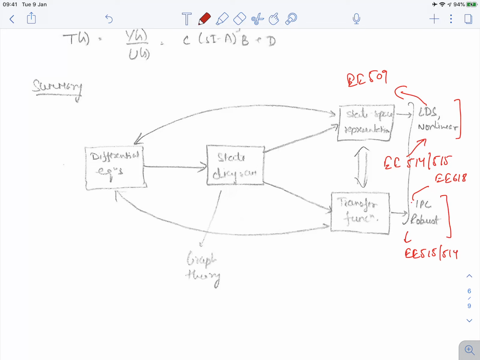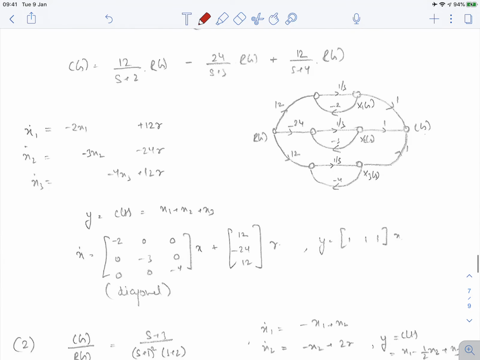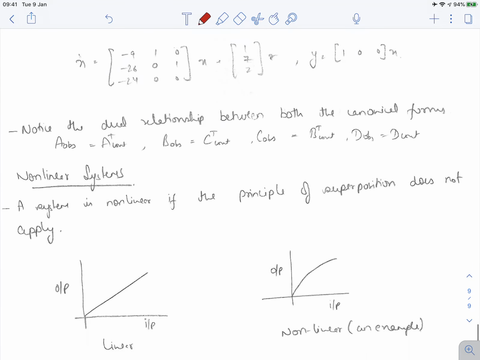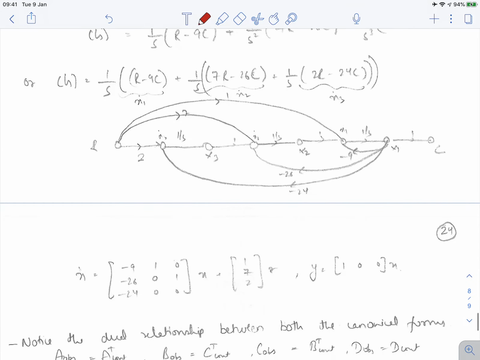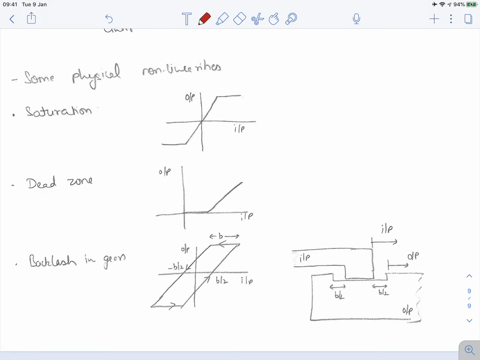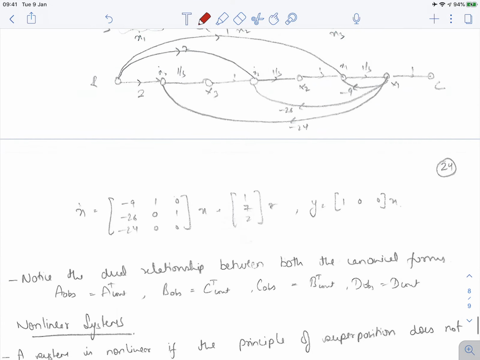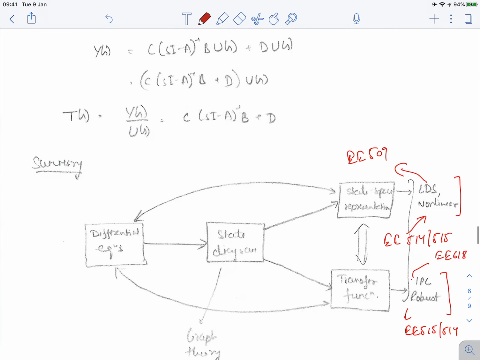Yes, so anything else? I think we can stop here today and let you study the other parts of this week. The nonlinear systems, I think, we will cover next week along with linearization. Okay.